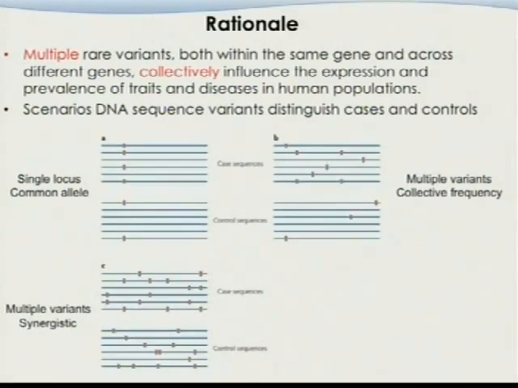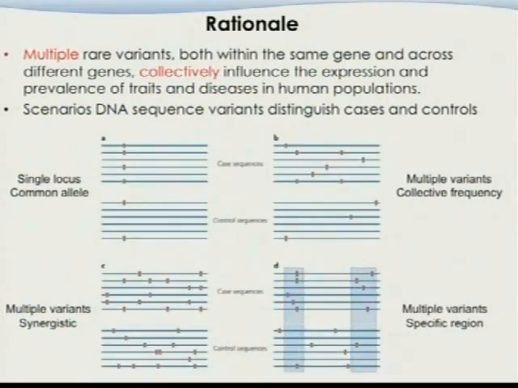And the third scenario is multiple variations with synergistic disease effects. For example, you can see that in the case part, some of the variations are always occurring together and follow certain specific patterns. But in the control, such clear patterns are not there. So there's a possibility that multiple variants have these synergistic effects.